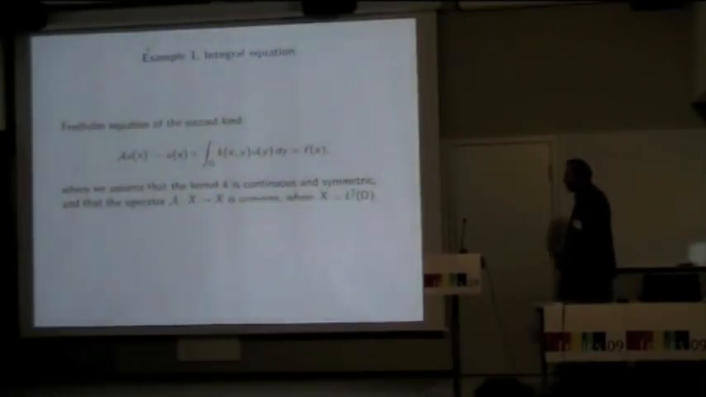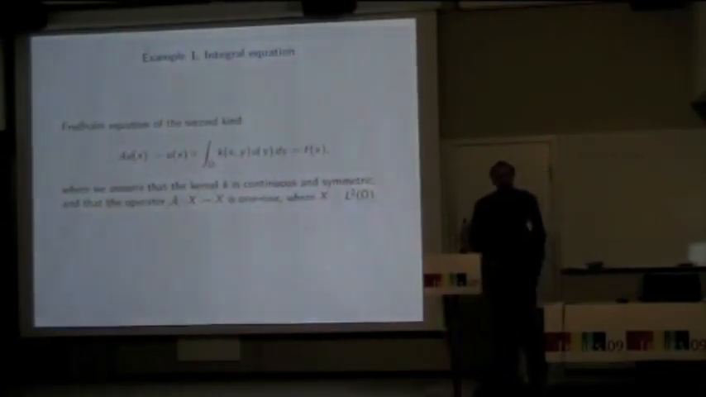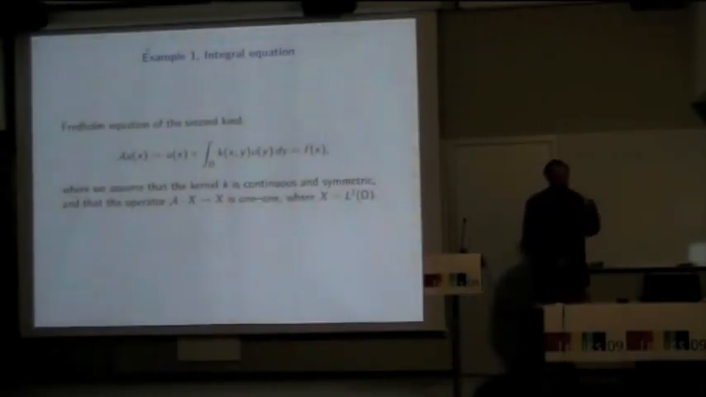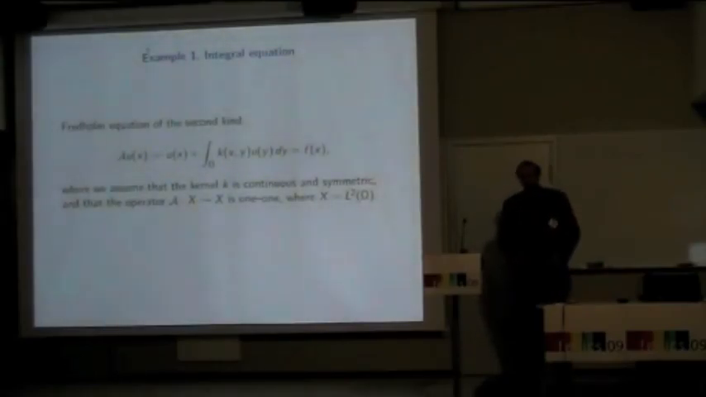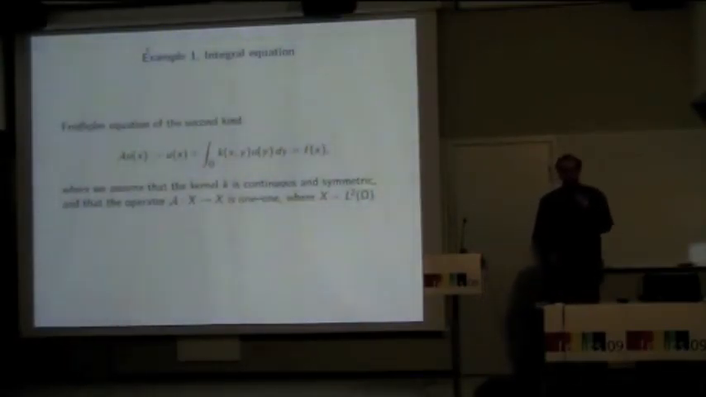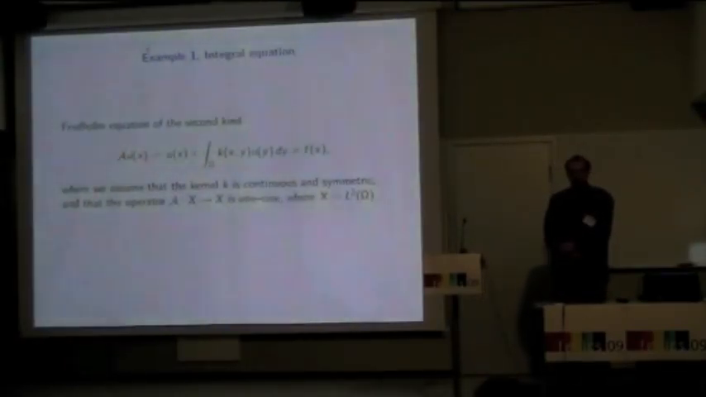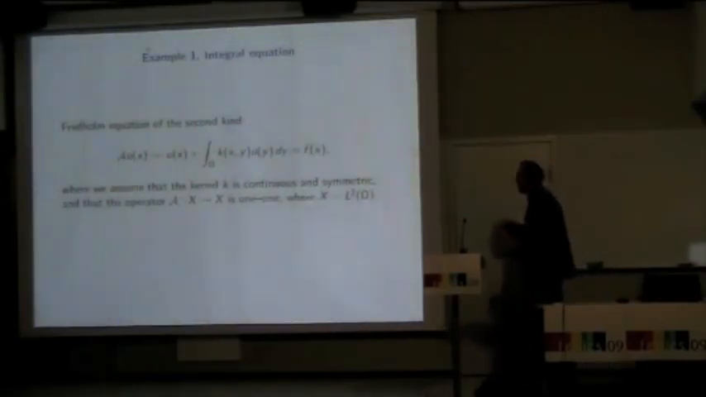So if it's symmetric and positive definite, we can use conjugate gradient to solve this equation. If it's not positive definite, we can use the minimal residual method, and everything sort of fits. So it's a good example.